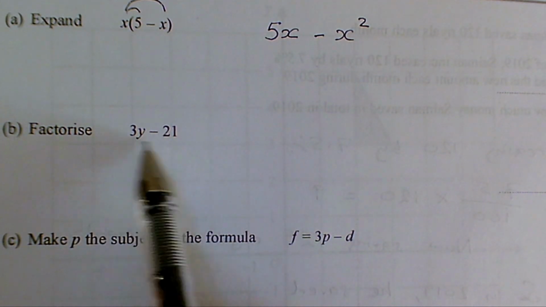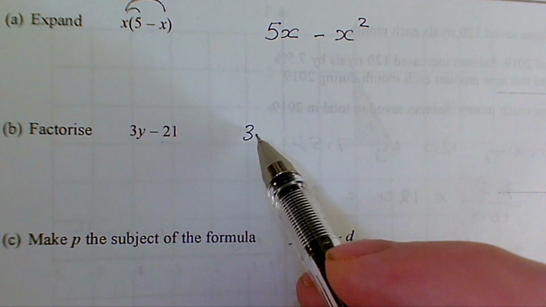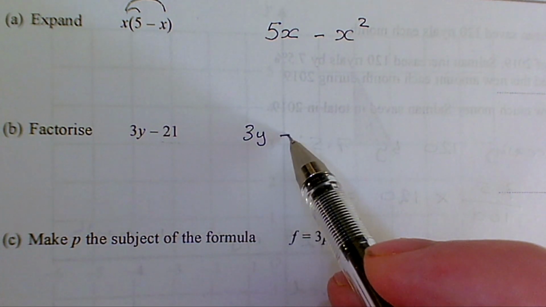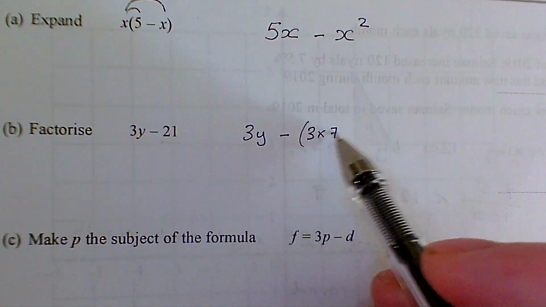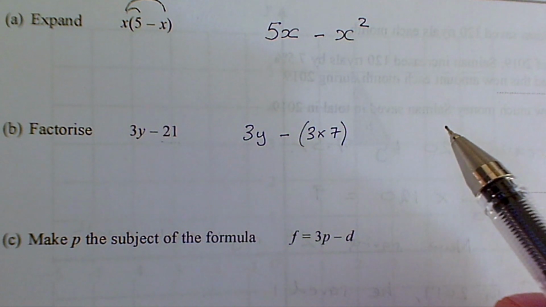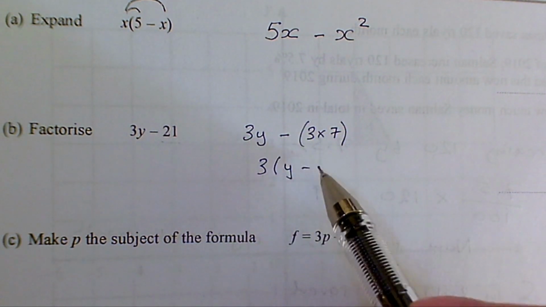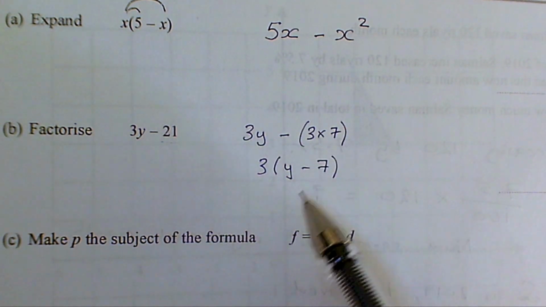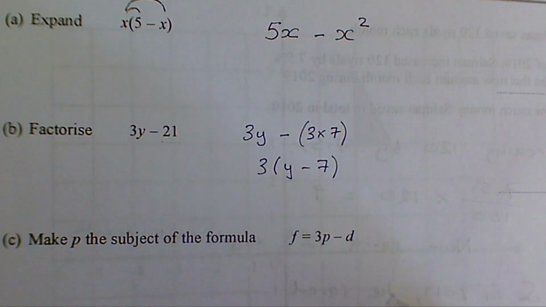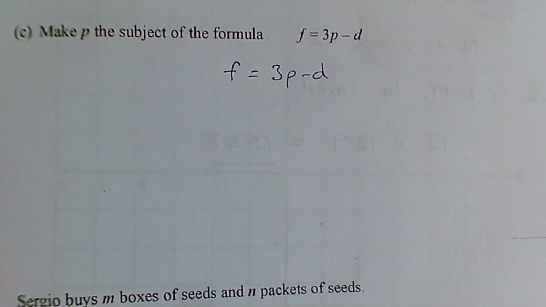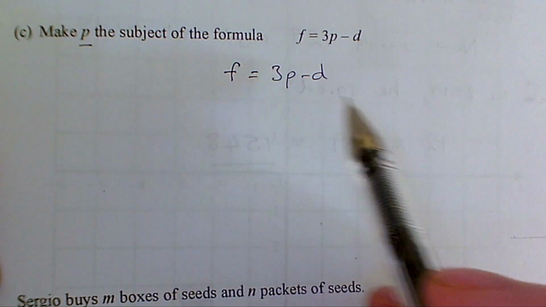Factorise this. Now 3y and 21, I don't seem to have much in common, but remember 21 is the same as 3 times by 7. So in fact, if I write it down, 21 as 3 times by 7, now I can see that both terms share a 3. So I can take a 3 out the outside and put a y and negative 7 there. And do check, does it get back to where I wanted to go to? 3 times by y is 3y, and 3 times by 7 is minus 21, so yeah, it works.